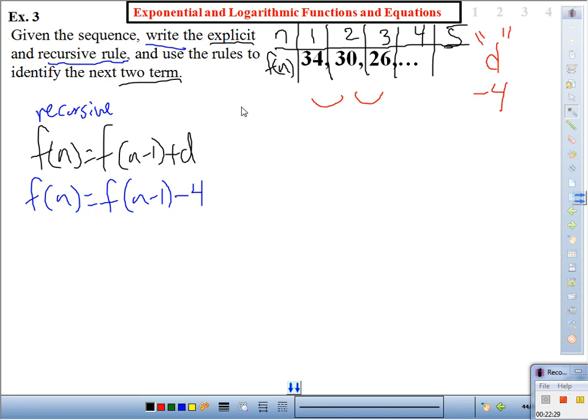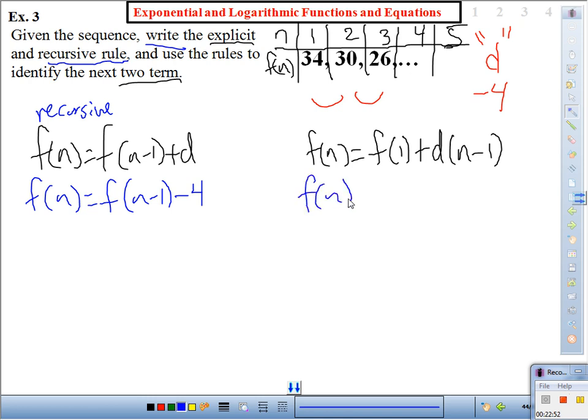The explicit. All right. So how's the explicit for arithmetic? F of n, and the first term always, we start with the first term, f of 1, and then plus d times n minus 1. So now let's just substitute the d value in there. So we get f of n equals f of 1 minus 4 times n minus 1. And this is our what? Explicit.